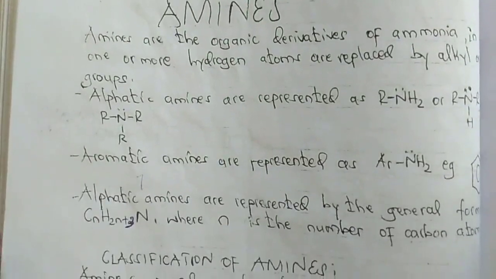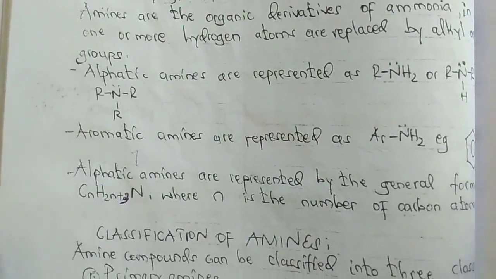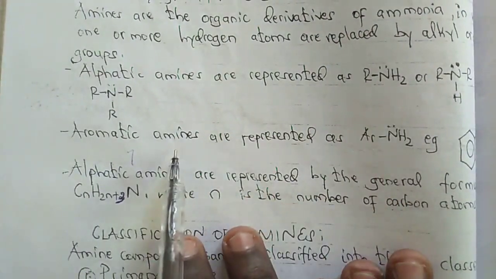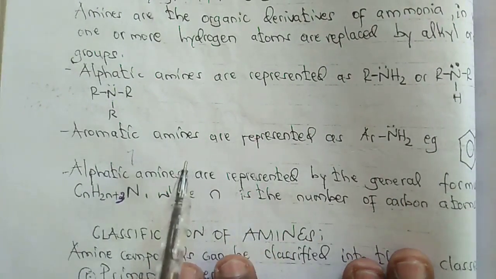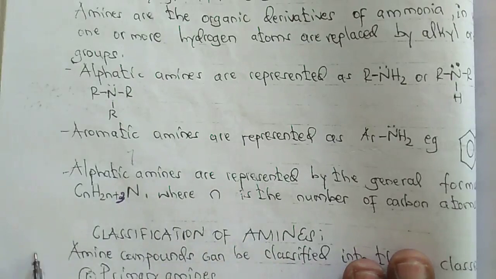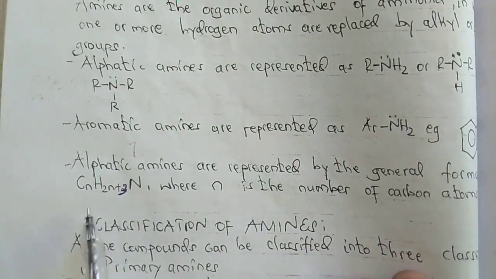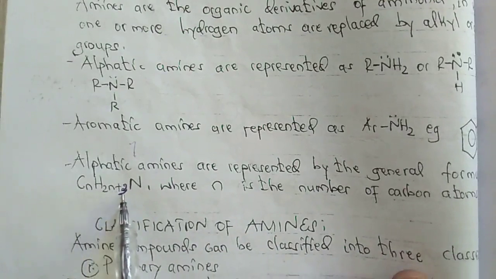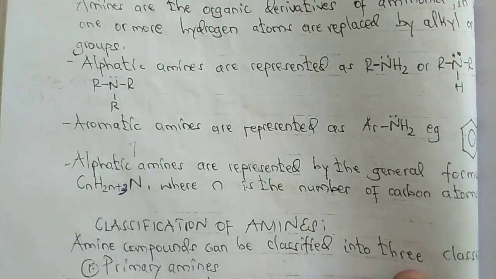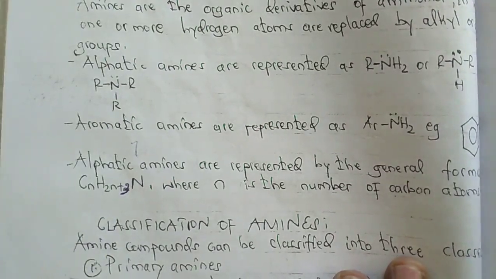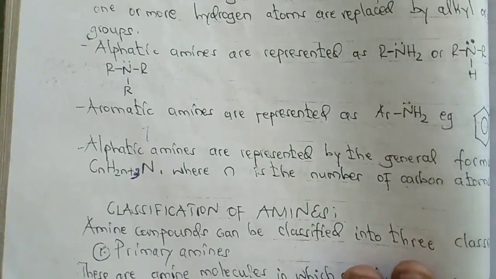The aliphatic amines having the alkyl group and the aromatic amines having the aryl group. Aliphatic and aromatic. The aliphatic amines are represented by the general formula CnH2n+3N, where n is the number of carbon atoms. So this is the general categorization of amines into aliphatic and aromatic.